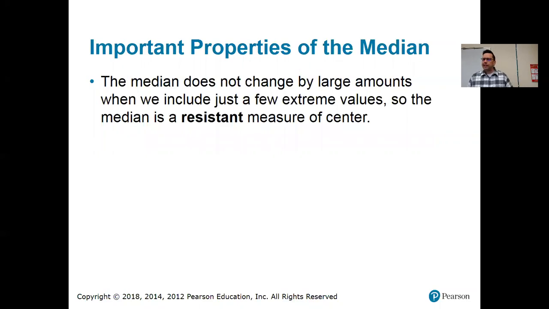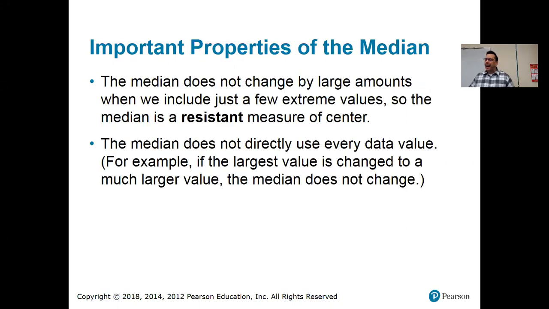Okay, the median is a resistant measure of center because, imagine an exam where the second highest score is an 82 and the highest score is a 90. If I change that 90 to 100, it's not going to change the value of the median. The median does not change by large amounts when we include just a few extreme values. So that makes it a resistant measure of center, and that's why I like to use it for exam scores, because I don't want extreme values to affect it.